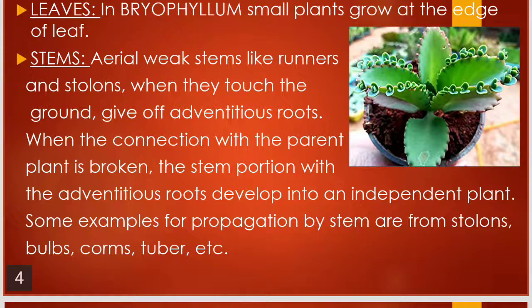Aerial weak stems like runners and stolons, when they touch the ground, give off adventitious roots, a tuft of roots. Adventitious is a tuft, taproot is a single root. When the connection with the parent plant is broken, the stem portion with the adventitious roots develops into an independent plant. Some examples of propagation by stem are from stolons, bulbs, corms, tubers, etc.